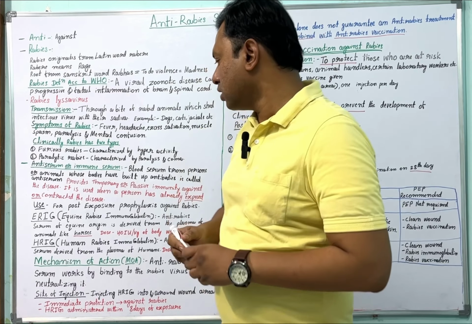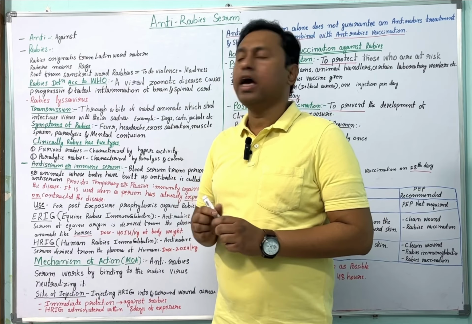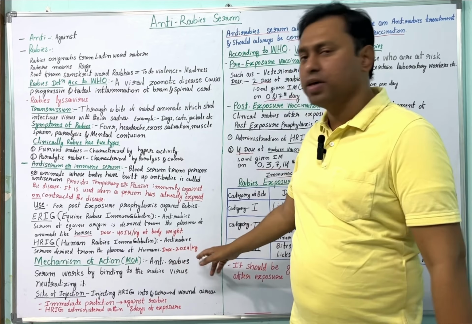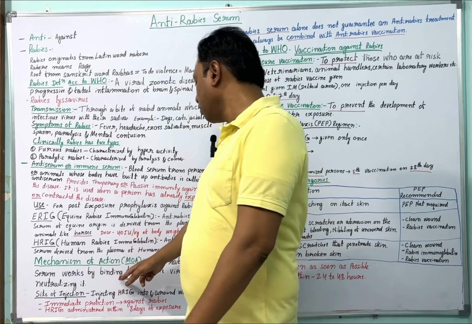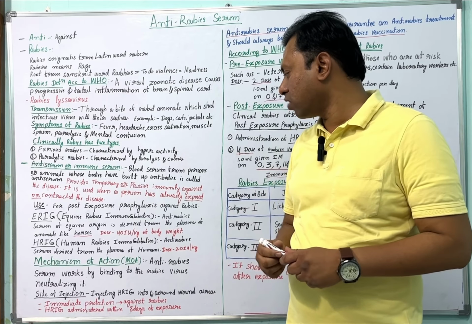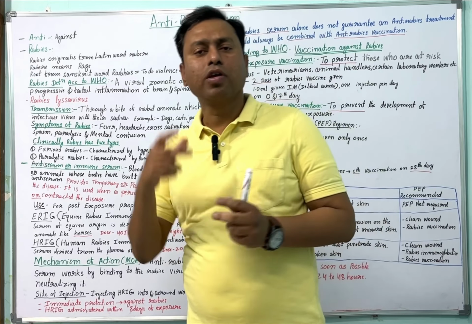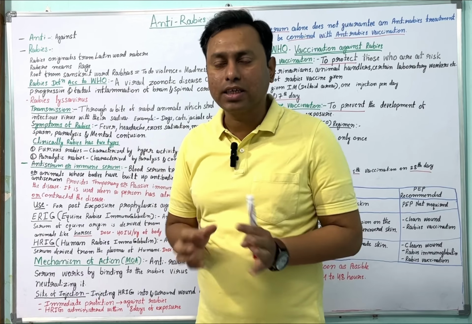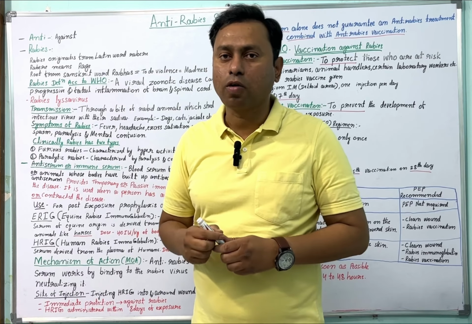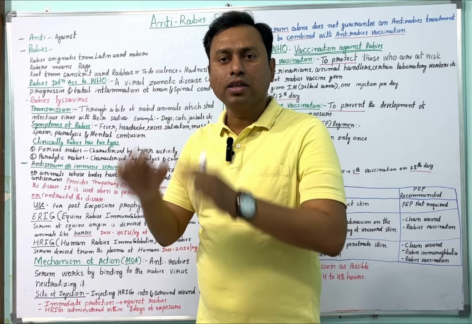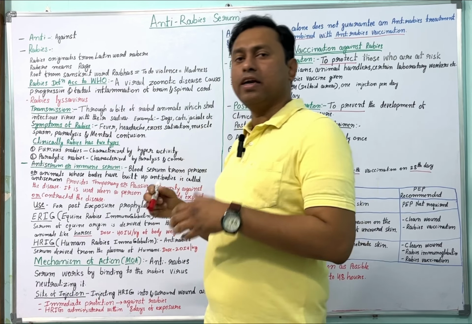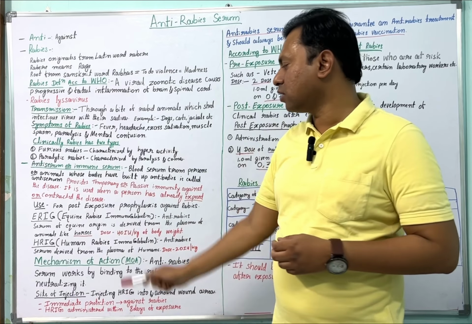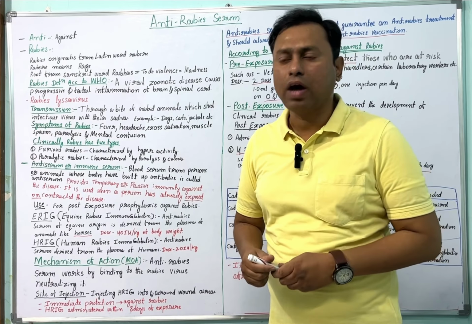Now we will study the mechanism of action, how this anti-rabies serum acts. The mechanism is that this anti-rabies serum works by binding the rabies virus and neutralizing it. Whenever you inject this rabies serum, it neutralizes the toxic effect of the virus. That's why the symptoms are not produced and antibodies are produced. It means the virus is neutralized by giving this injection. This is the mechanism of action.